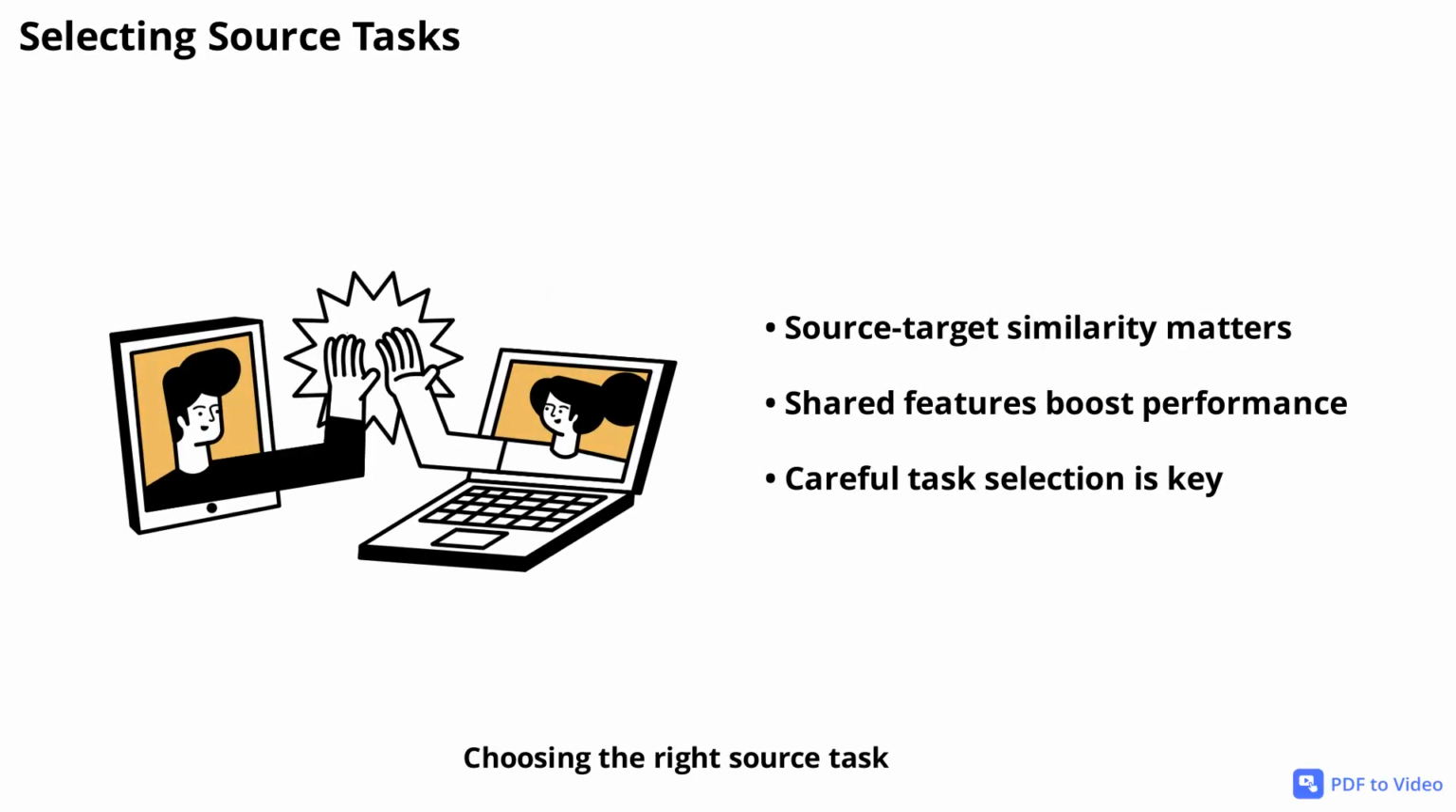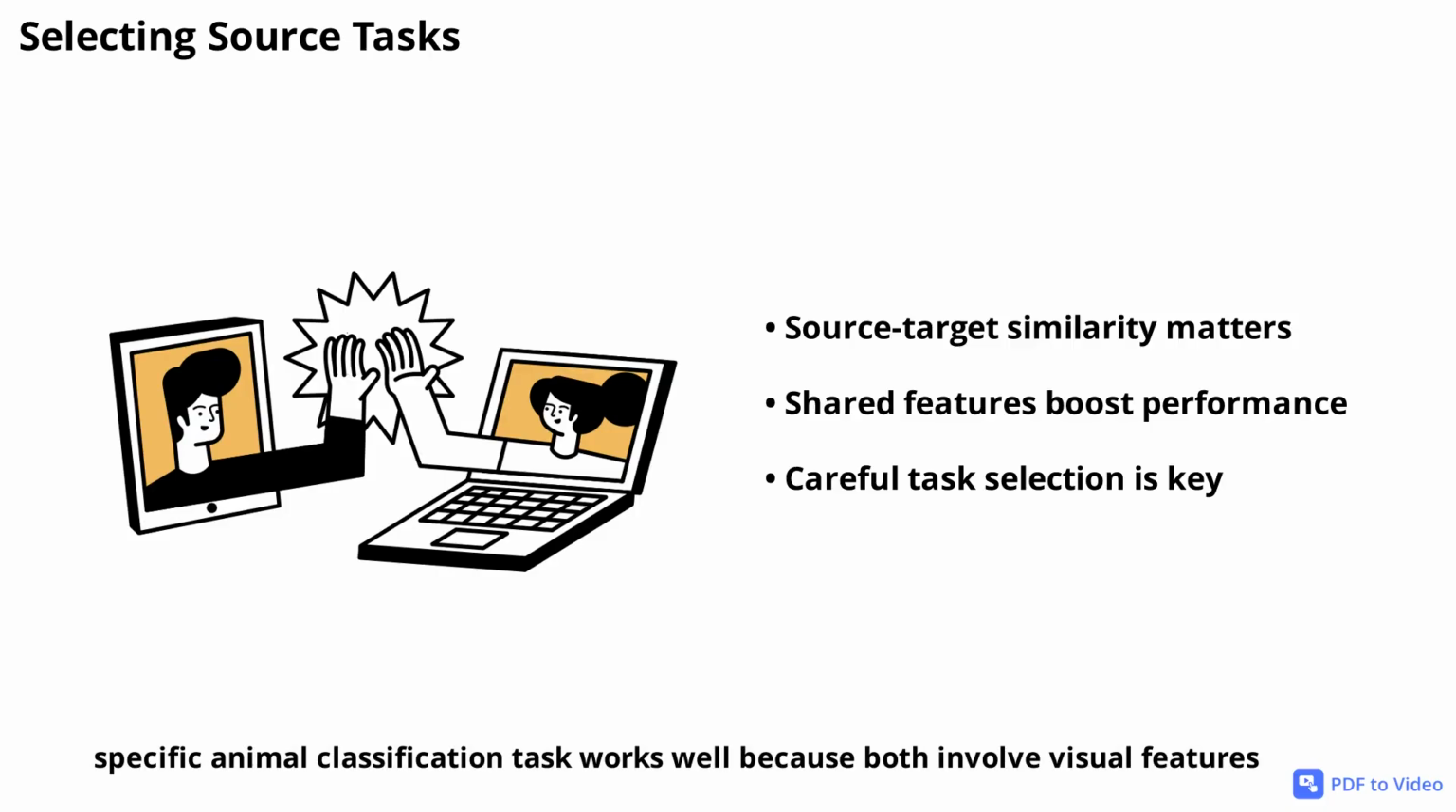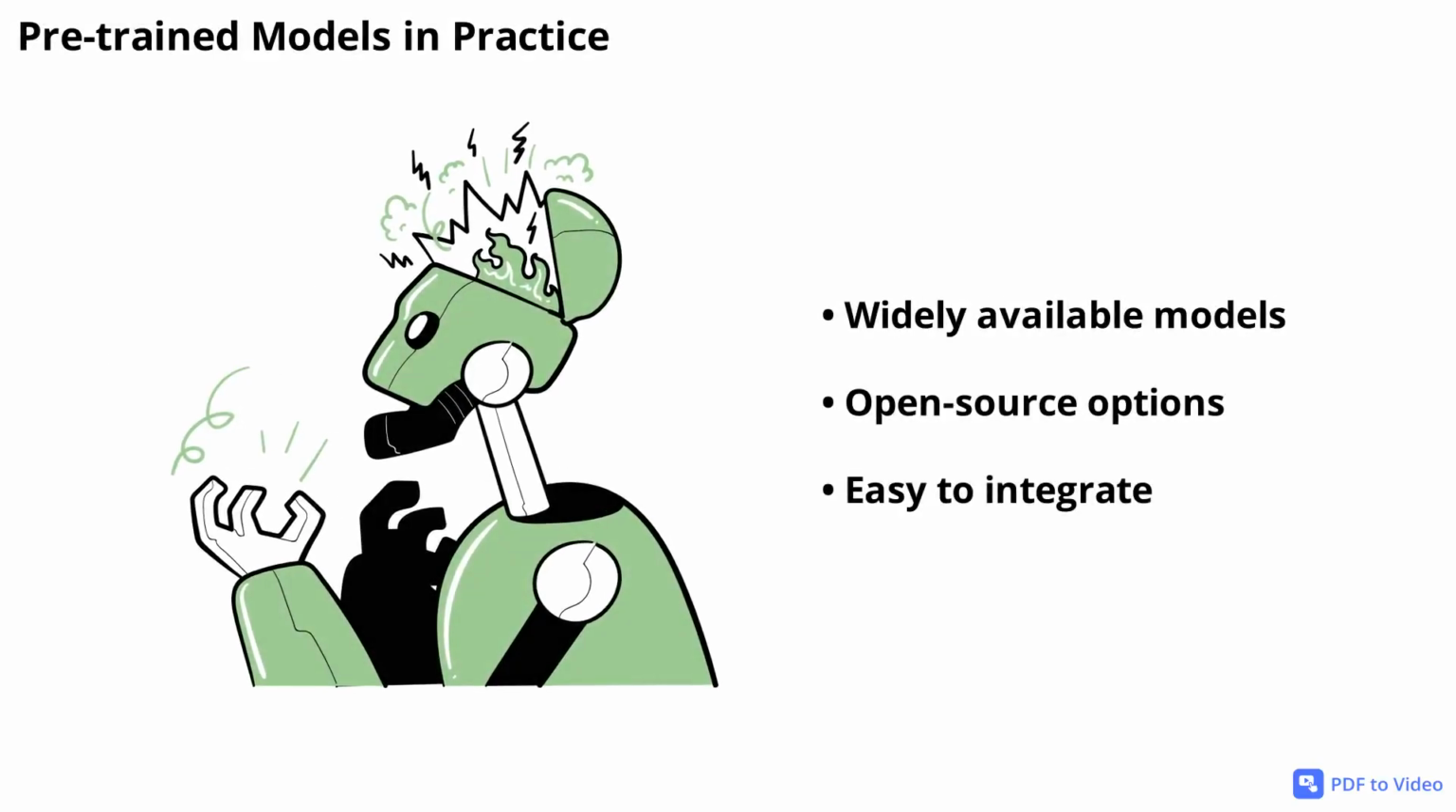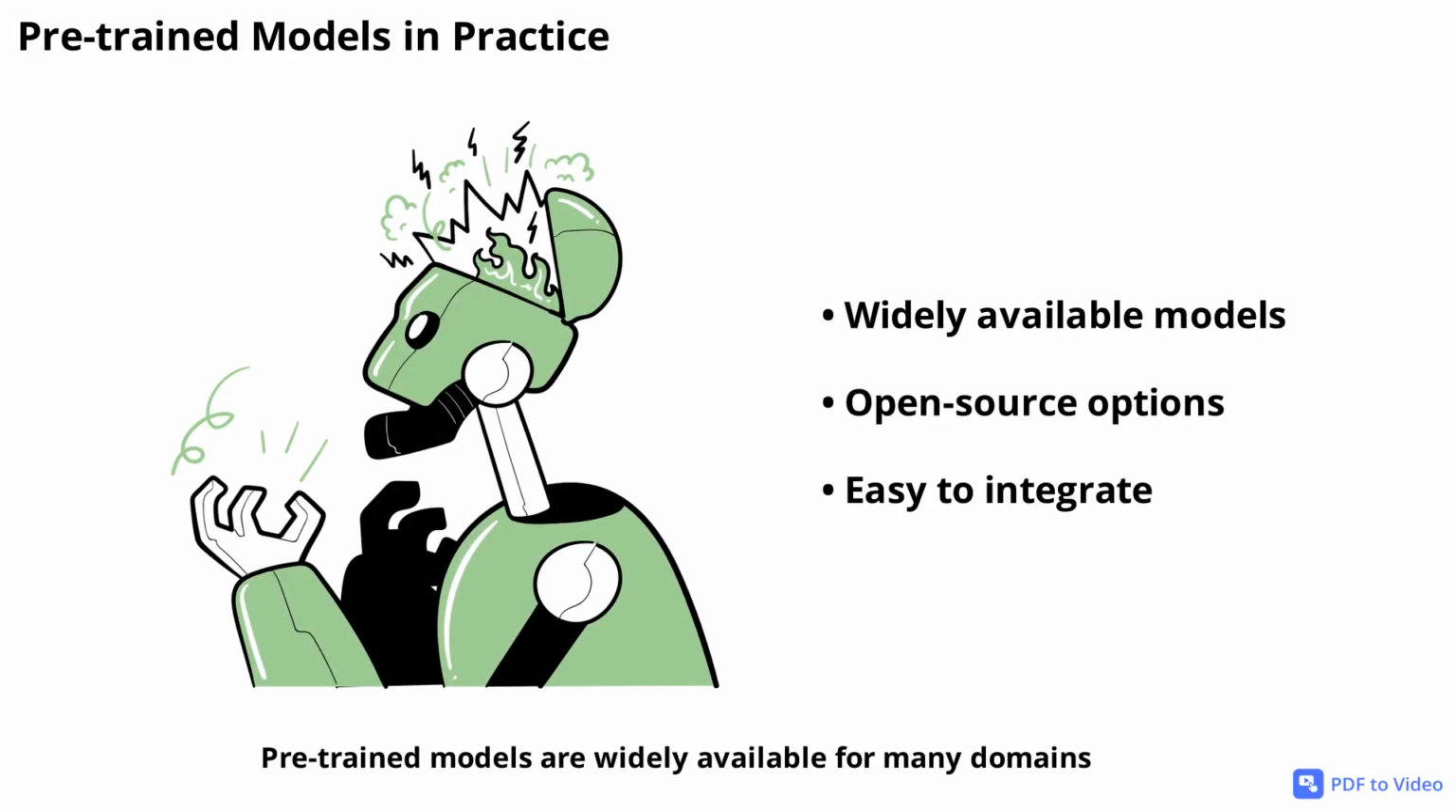Choosing the right source task is critical for effective transfer learning. Ideally, the source and target tasks should share underlying features or patterns. For example, using a model trained on general object recognition for a specific animal classification task works well because both involve visual features. Pre-trained models are widely available for many domains.